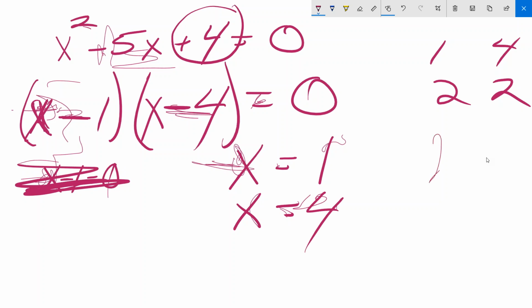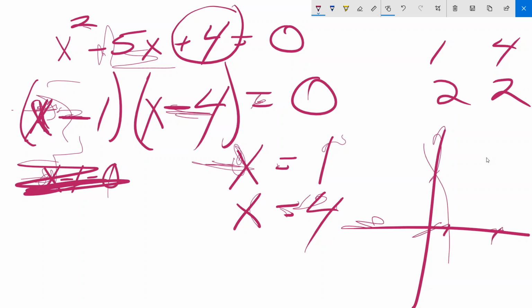Now, if they're talking about graphing it, well, I know I'm looking at a parabola, right? Mm-hmm. All quadratics are parabolas. And I know it opens up. And I know what my two zeros are. There's a 0 at 1 and there's a 0 at 4, so that quadratic must look like that. It goes through those two zeros of 1 and 4.